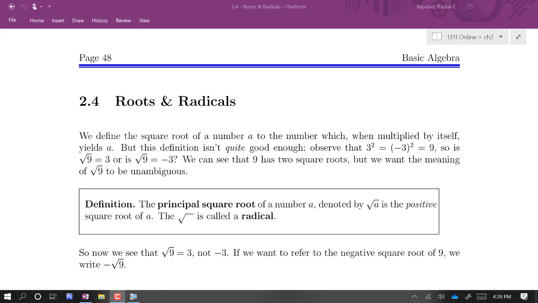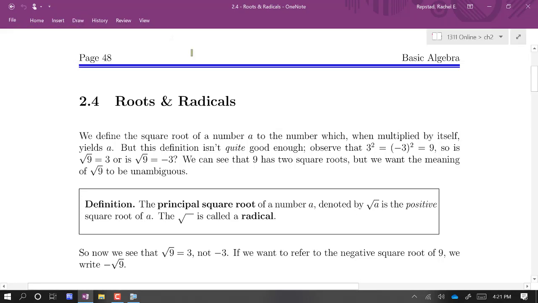All right, so we're already familiar with square roots a little bit, at least, probably. So we'll just remember, we define the square root of a number to be the number which, when we multiply it by itself, gives us that number in the radical. Like the square root of 9 is 3, but that definition doesn't quite suffice because there are two numbers we can square to get 9, right?